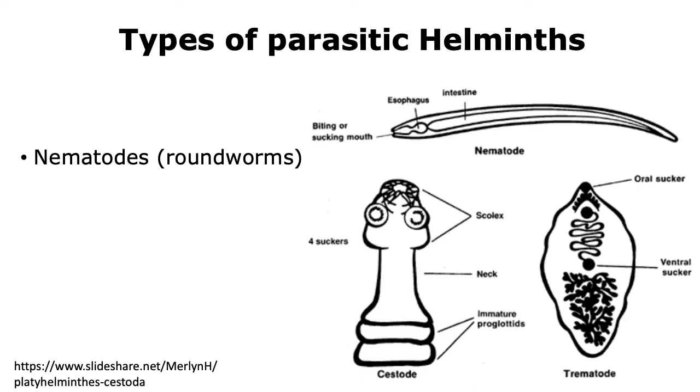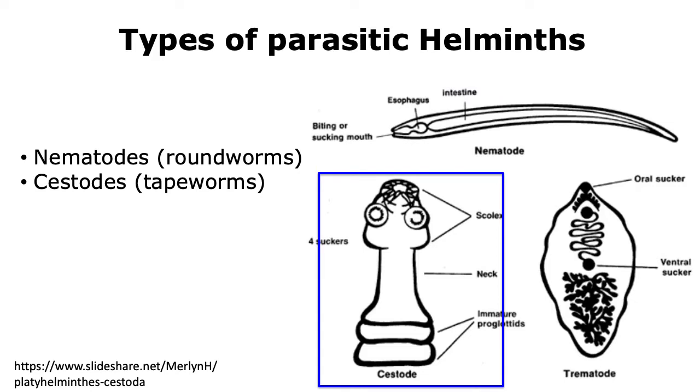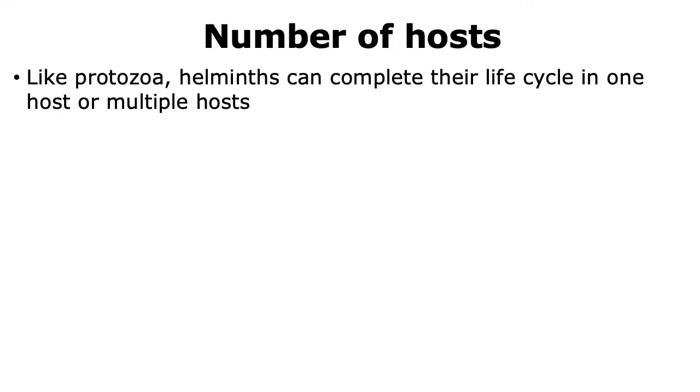There are different types of parasitic helminths, and they can be classified into 3 main groups: the nematodes, or the roundworms, the cestodes, which are also called tapeworms, and the trematodes, which are also called flukes.